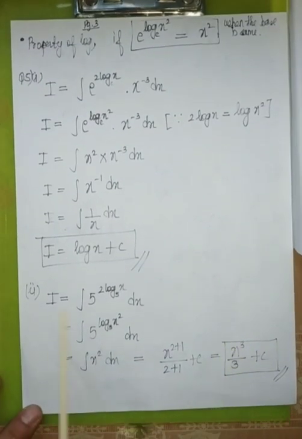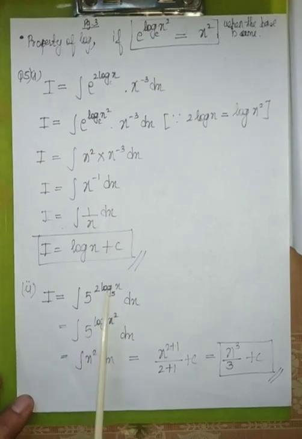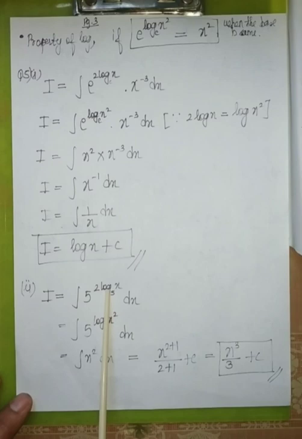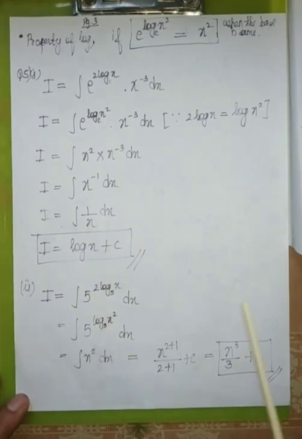Next we move to question number 5 part 2. And here we have integration 5 to the power 2 log x base 5. So here the coefficient of log is not 1, here the coefficient of log is 2. So what will I do first? I'll make the coefficient of log 1 using the same property.